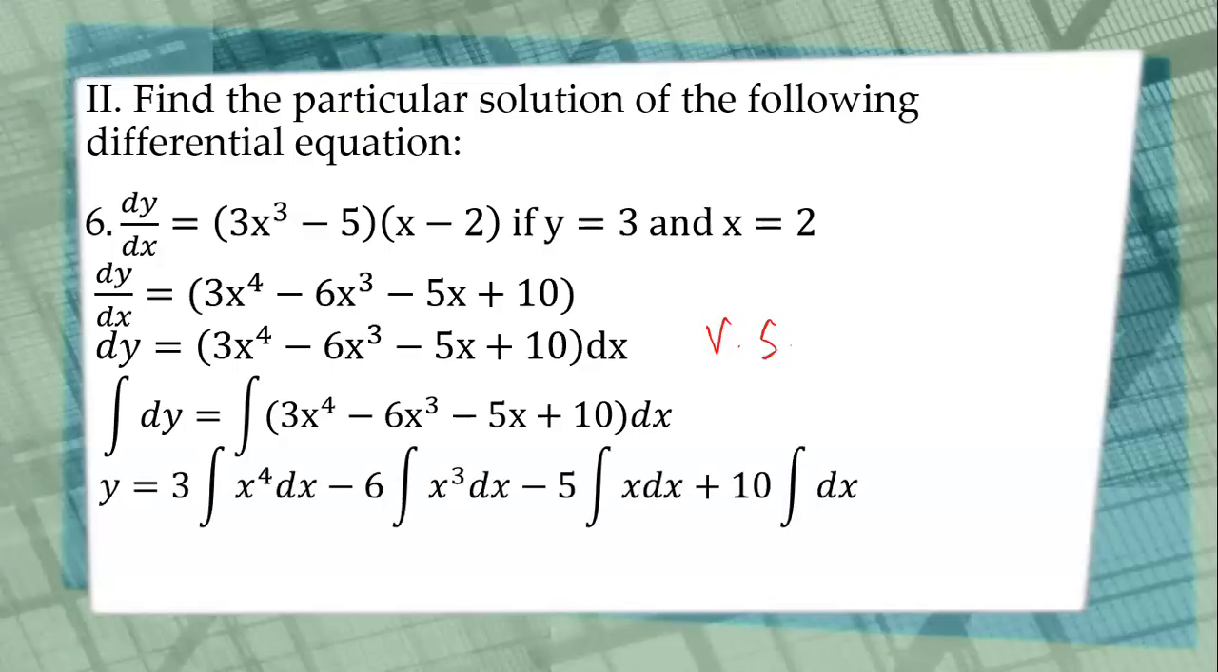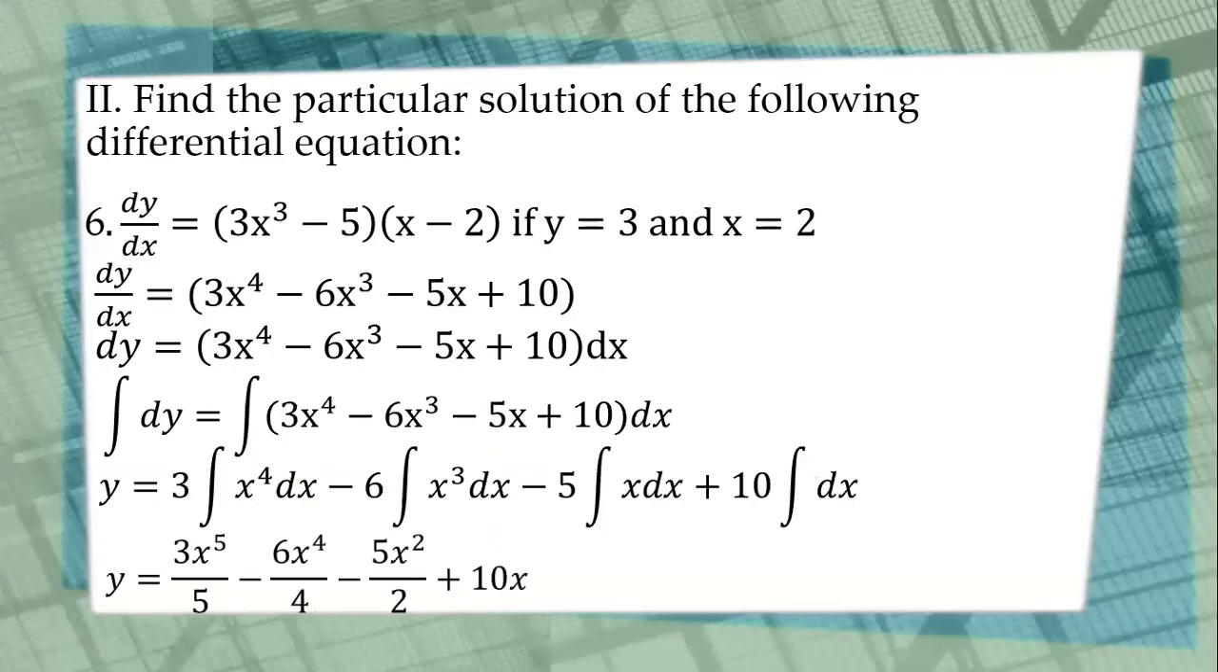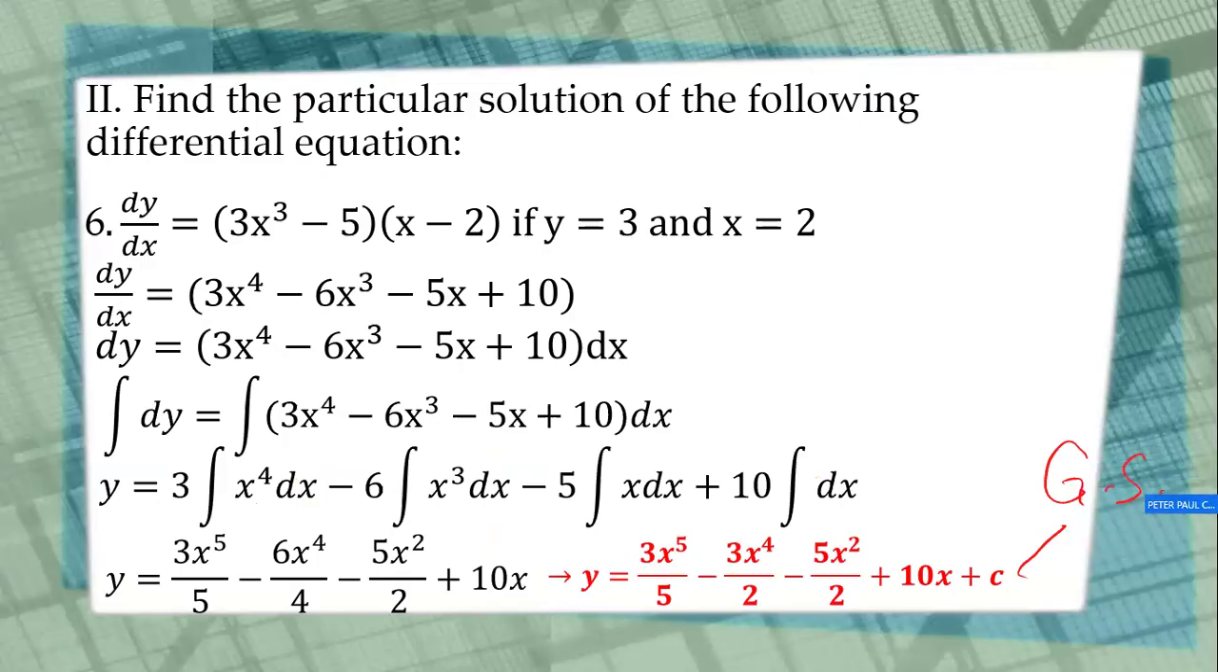Then we do this one, the constant multiple theorem. So we always answer this one so that the answer becomes y. Then we answer using a basic integration formula. So this is a plus 1, 4 plus 1. It's a plus 1, 3 plus 1. 1 plus 1 over 1 plus 1. And then this becomes a regular 10x. I am expecting that you have mastered this one already. So the answer becomes 3x to the 5th over 5 minus 6x to the 4th over 4 minus 5x squared over 2 plus 10x. So this is what you call the general solution. So we're done with step number 2.